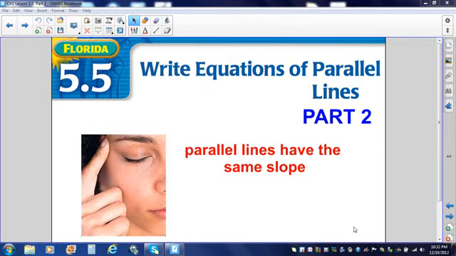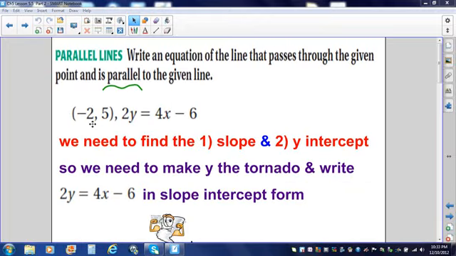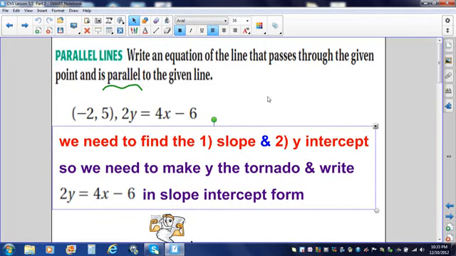Today's lesson is 9.5, writing equations of parallel lines, part 2. Don't forget that parallel lines have the same slope. Please write down the ordered pair negative 2 comma 5, and please write down the equation 2y equals 4x minus 6. Our directions say write an equation of a line that passes through the given point and is parallel, keyword, to the given line. Remember, you should be able to tell me we need to find two things.